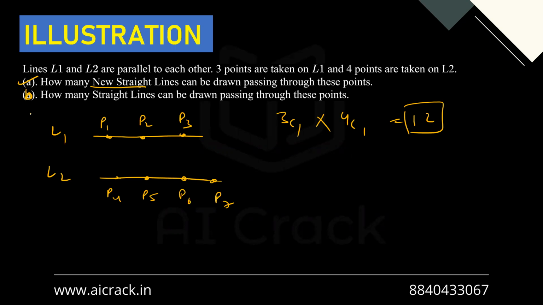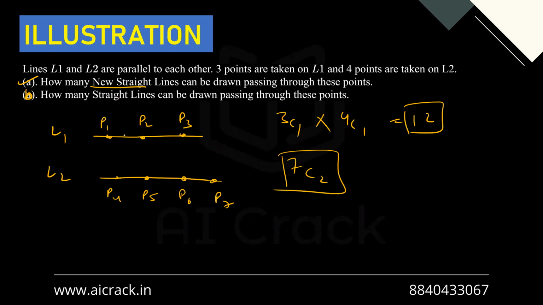This is B. Now in case of B, how many straight lines can be drawn passing through these points? Now you might think that okay, we have 7 points and now we don't have any kind of restriction of forming new straight lines. We can form any sort of line. So why not select 2 points from these 7 available points?